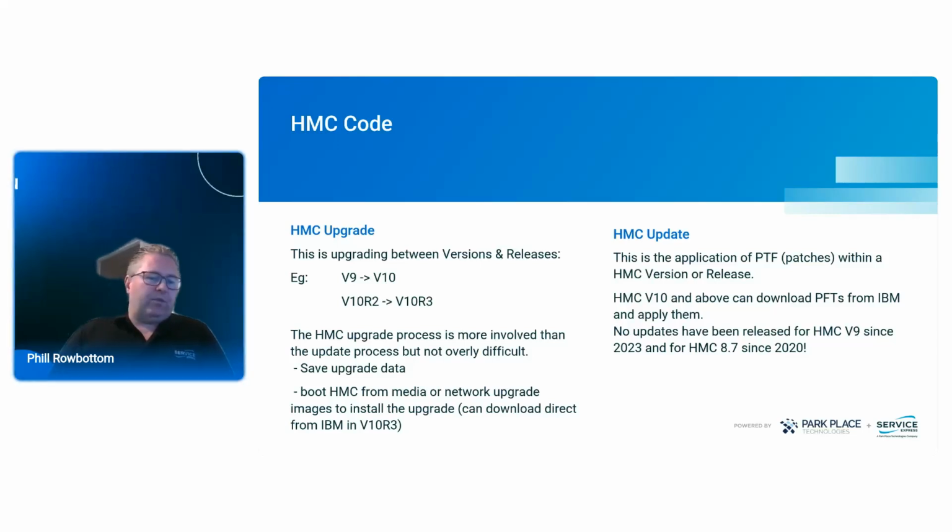When we do an upgrade, we've got to take a backup of the upgrade data for the HMC. You can back up that to a network, FTP server, NFS, a USB, and also locally on the HMC itself. And you upgrade from the media network upgrade images to upgrade the HMC. And a recent discovery of mine is that HMC V10R3, maybe earlier versions too, but this is where I noticed it, can download the upgrades direct from the IBM website.